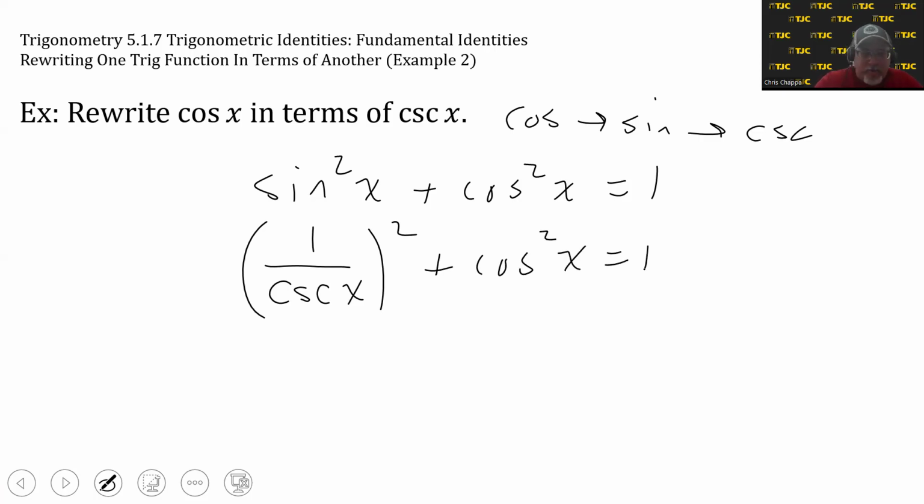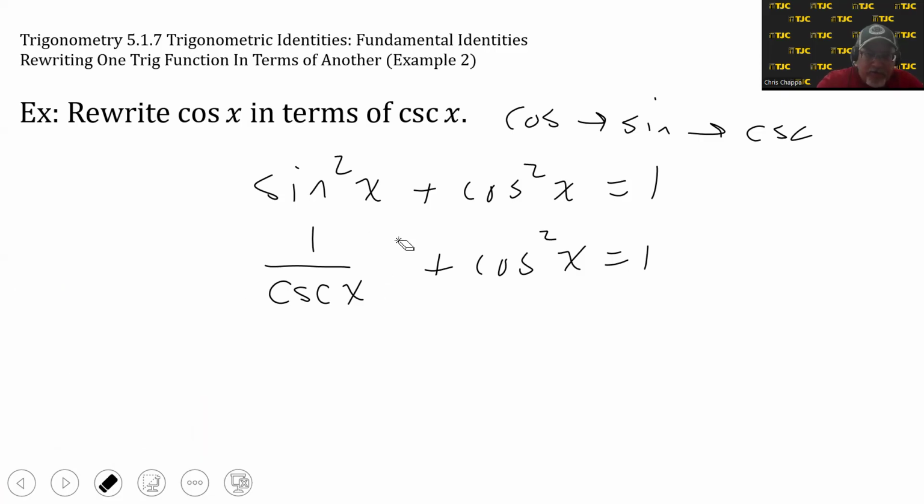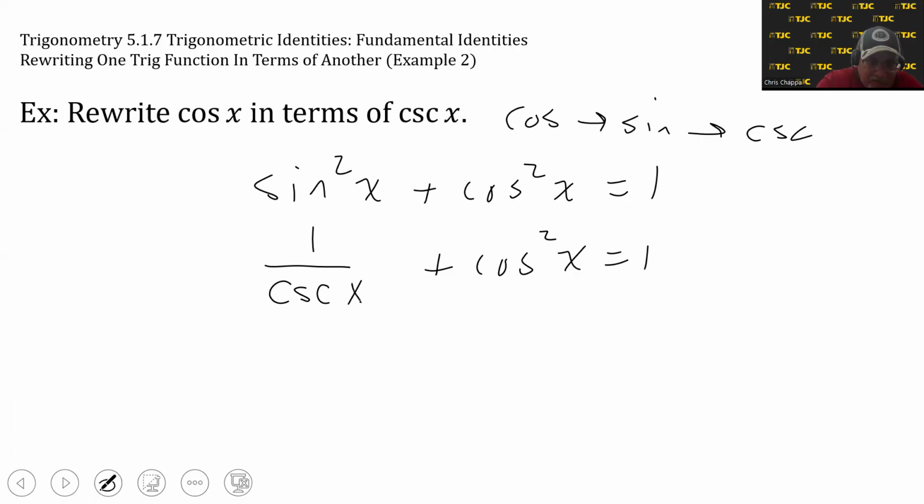And I could go ahead and square both sides of that, so let's just make that a little bit cleaner. We will square both sides of it. Of course, 1 squared is 1, and cosecant squared is cosecant squared. So we just reciprocated sine squared to get 1 over cosecant squared. Now, if we subtract that from both sides, we'll get cosine squared of x equals 1 minus 1 over cosecant squared of x.